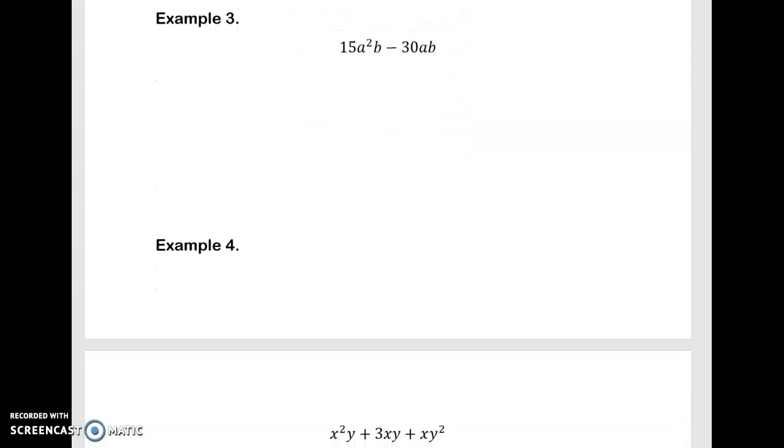Okay, for number 3, we have numbers, and we have 2 different kinds of variables. We just look at them one at a time. So with 15 and 30, the greatest common factor is 5. I'm going to write that out. For a squared and a to the first, remember there's a hidden 1 there. A to the first is the smaller one, so we can put a there. I'm not going to write the 1. Then we'll look at the b. We have b to the first and b to the first. So both terms at least have a b to the first term. So we are going to pull that out, factor it out.